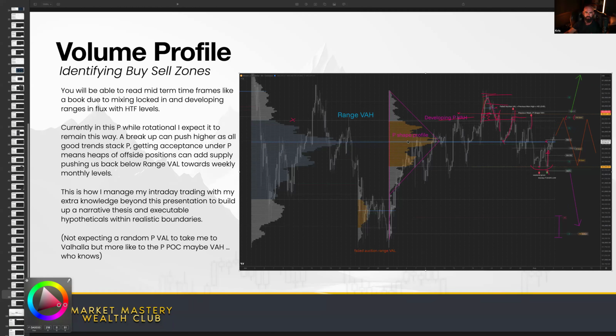Or we lose the P-shaped profile. All of this volume becomes heavy as fuck. This is just a toothpick. We snap the toothpick and we go straight down below the value area low. And I've drawn another deviation. So the failed auction up here I drew, failed auction down here I drew.